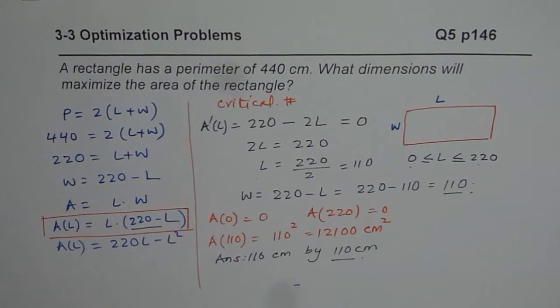Now once again we have proved that the shape which is going to maximize the area of a rectangle for a given perimeter will always be a square, right?